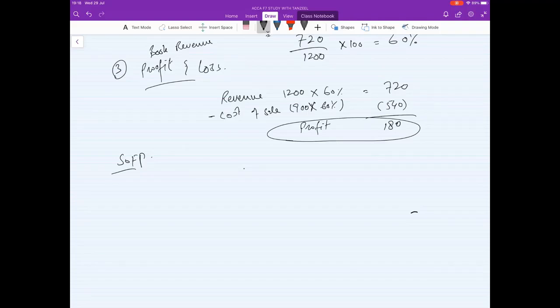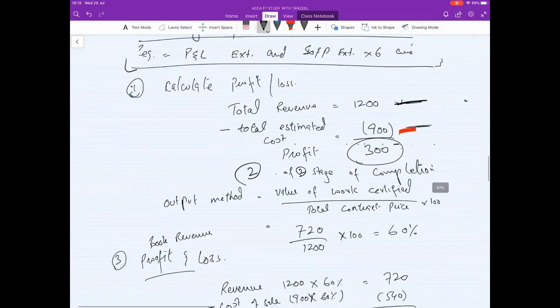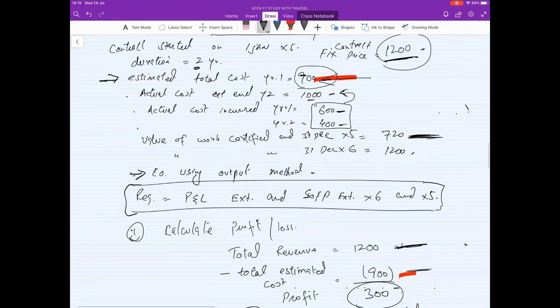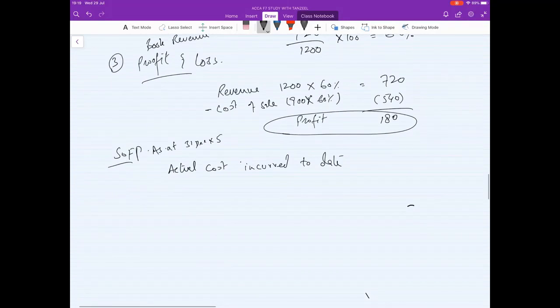So I already told you, calculate the actual cost. The formula was actual cost incurred to date, because this is for as at. So we make SOFP as at 31st December X5. By end of year 1, actual cost was 600. Add profit, because it is giving a profit. How much is it giving as profit? 180. So add 180.